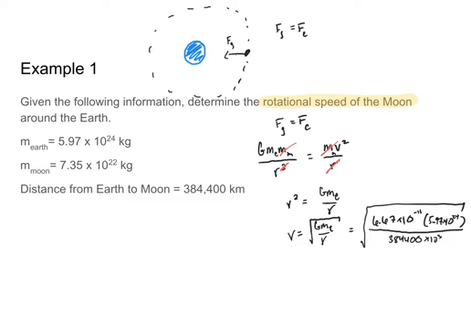And that is going to give us a speed of 1,018 meters per second. So there is the rotational speed of the moon. And there you have it, guys. Here is how we can solve these centripetal force problems, or these centripetal motion problems, when we are looking at gravity as our centripetal force.